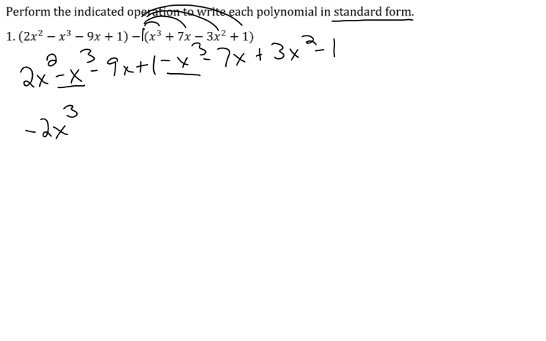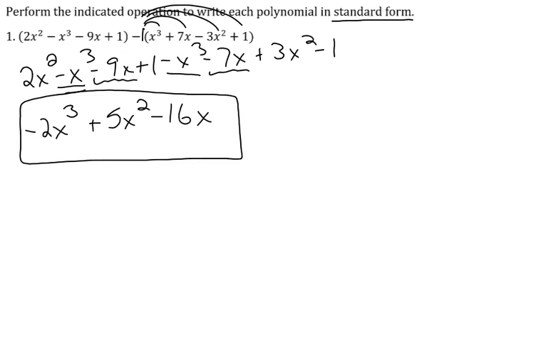After my x cubes come my x squareds. 2x squared plus 3x squared gives me 5x squared. Negative 9x minus 7x gives me negative 16x. And then 1 minus 1 is 0. You could write the plus 0 or not. So the answer is negative 2x cubed plus 5x squared minus 16x. Key thing with subtraction, you have to remember to distribute that -1.